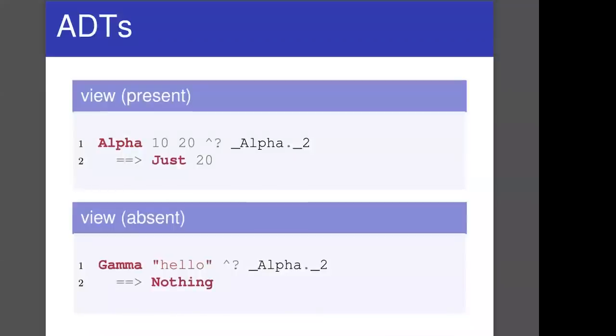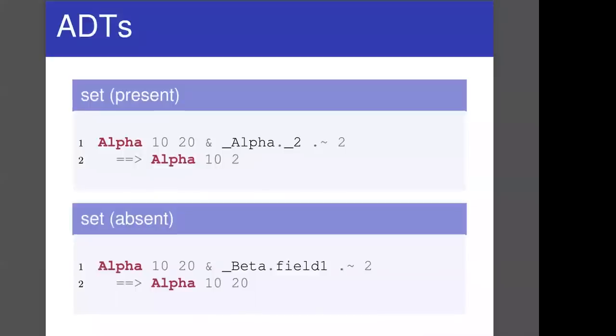So here's how I can view the second element of an alpha. You use a different operator. Instead of caret dot, you use caret question mark because it may not be there. If it is there, then you get just that value. And if it's not there, as in the second example where I have a gamma, you just get back nothing.